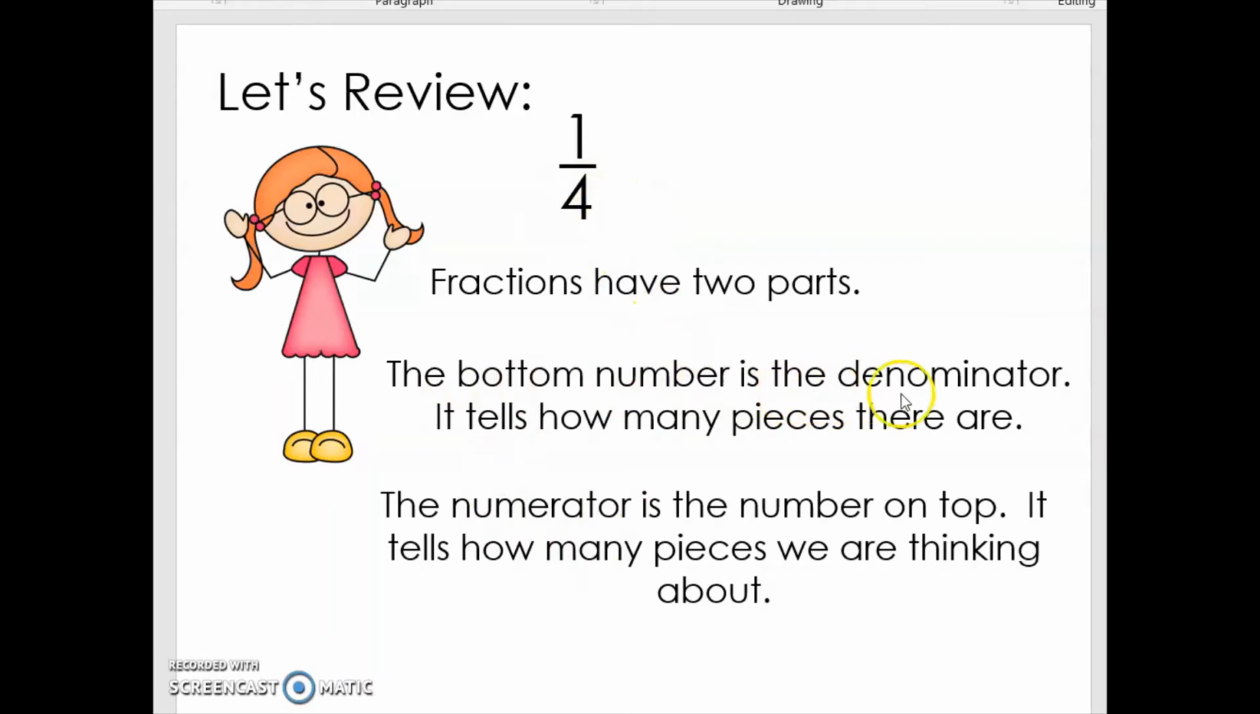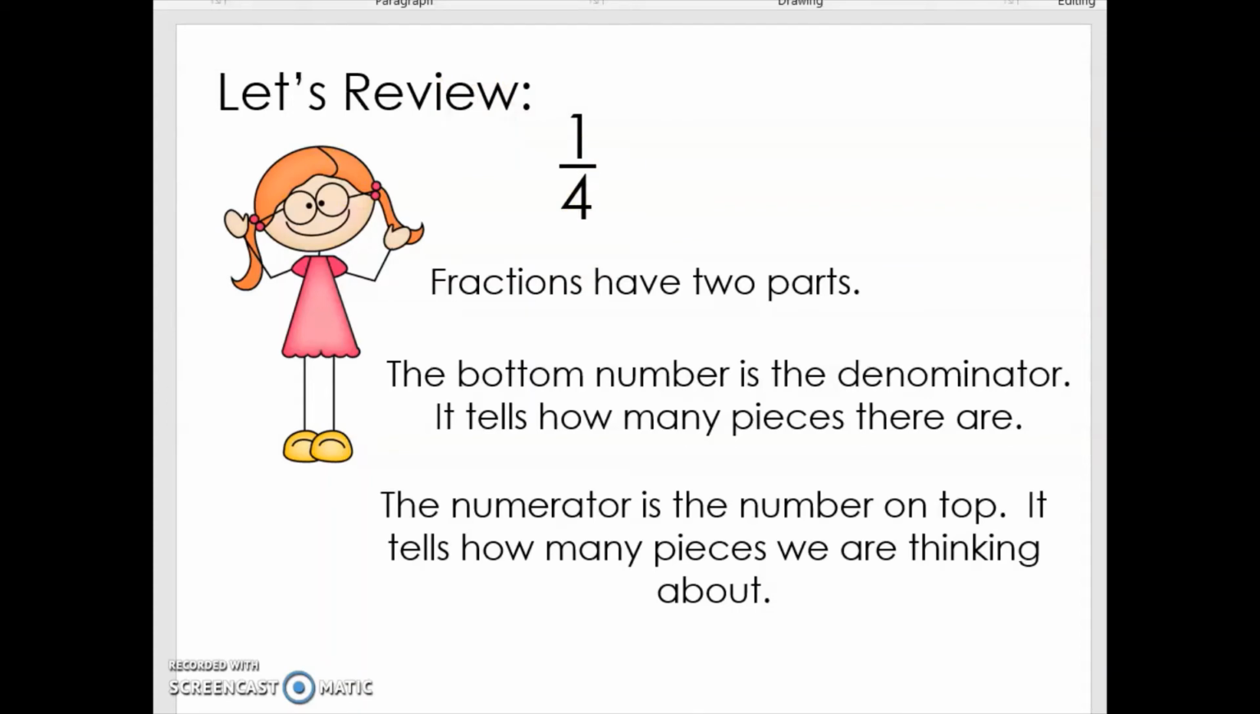The bottom part is called the denominator, and it tells us how many pieces there are. Like this shape is divided into 4 pieces. The top part is the numerator. The numerator is the number on top. It tells how many pieces we are thinking about. So we are thinking about 1 out of 4 pieces, 1/4.